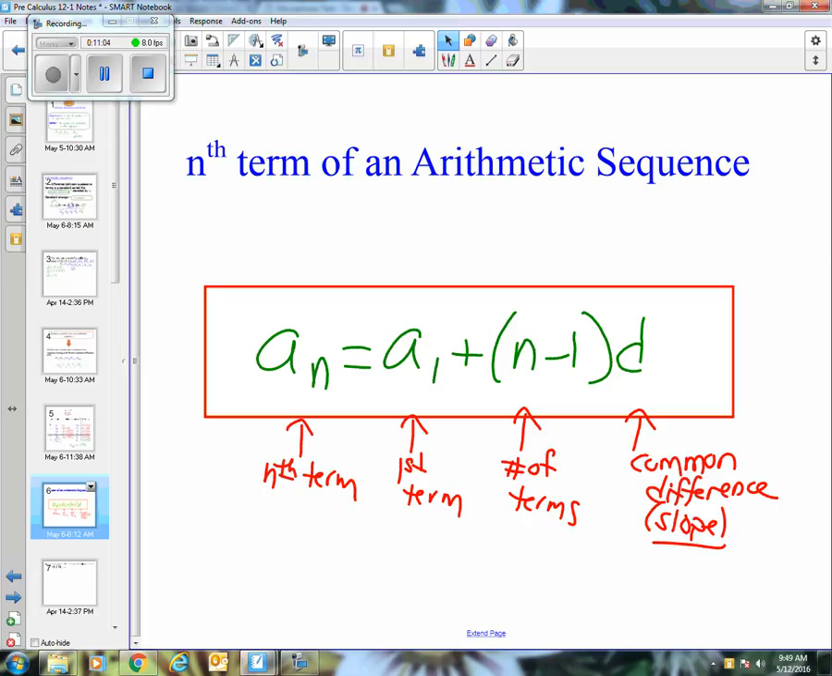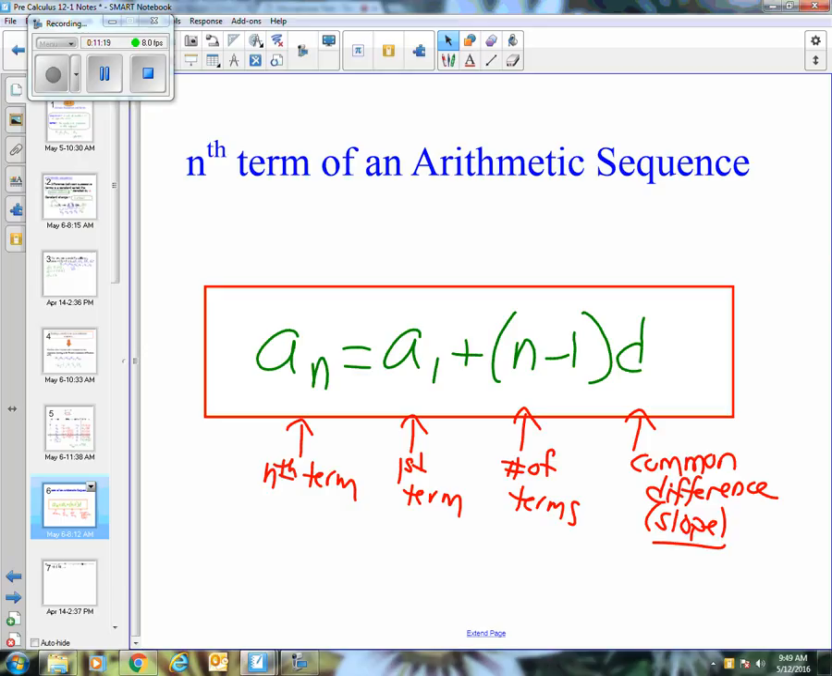formula yourself. All right, so the nth term, that's the An. The first term is your A1. And then n is the number of terms, how many terms you have total in that series or sequence. And then d, that common difference, that's your slope. That's what you're going up by each time.